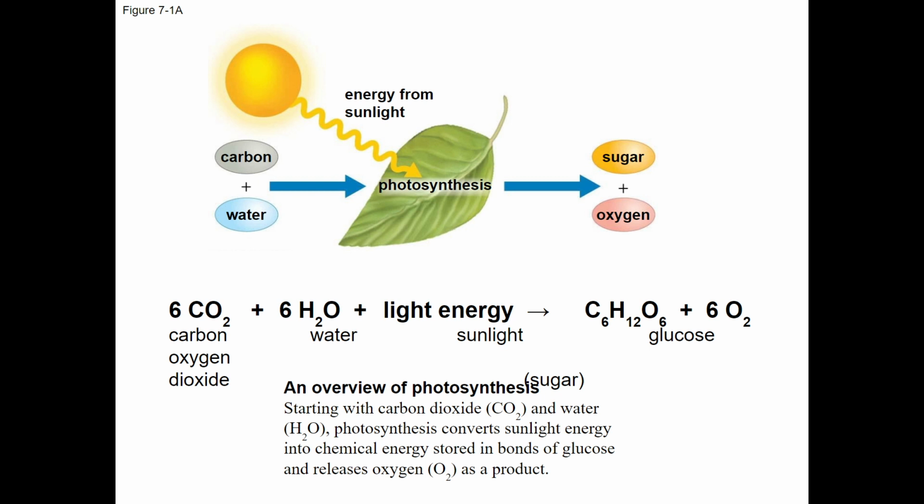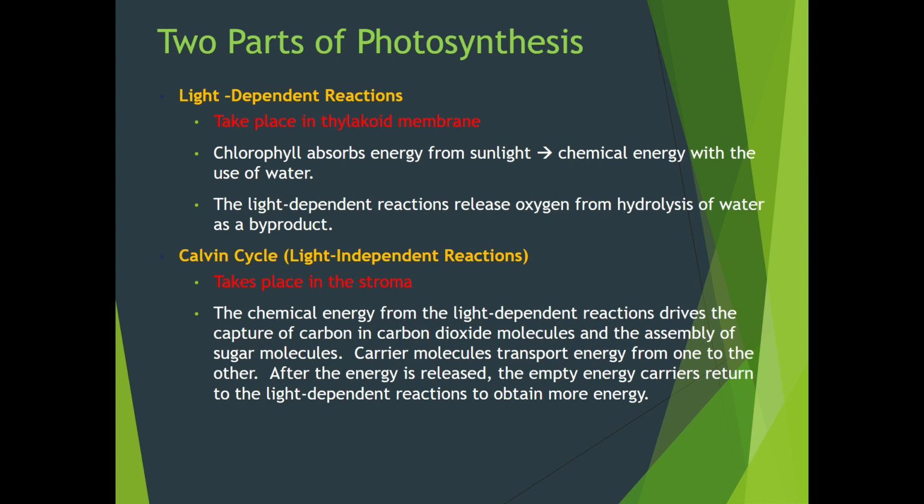So these are the two reactions or two parts of photosynthesis: the light-dependent reactions and the light-independent reactions. The light-independent reactions are called the Calvin cycle. I like to call it the Calvin cycle because it fixates carbon dioxide. And the fact that carbon dioxide and Calvin cycle both start with C helps me remember what it does.